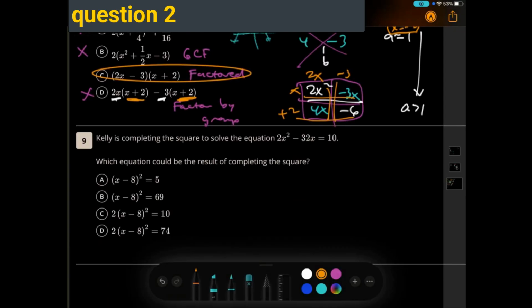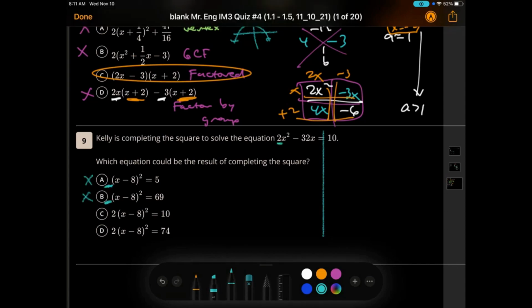Calculate completing the square to solve the equation. Which equation would be the result of completing the square? Okay, so completing the square means it's not factorable. You move the C value to the right side, and you can already eliminate A and B because there's no 2 in front. Do you see that? Okay, let's just go ahead and do this. So now I'm going to factor out a 2 to make it smaller.